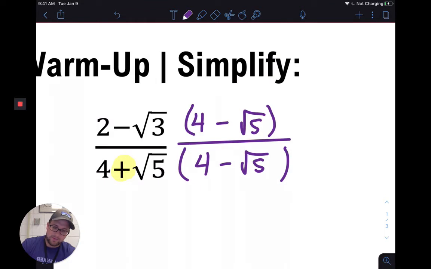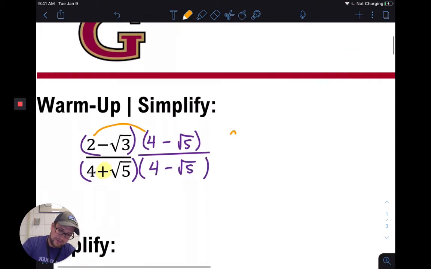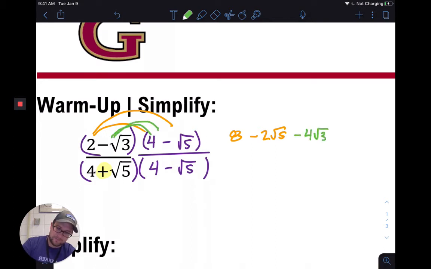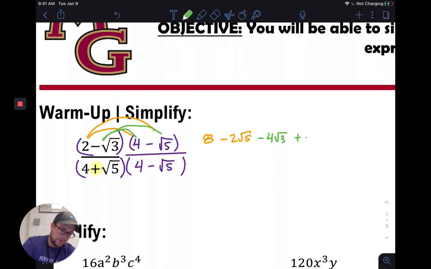Now, doing that, remember, these are quantities, so we got to be careful, and we got to distribute when we do this. 2 times 4 is going to give us an 8. 2 times a negative square root of 5 would be minus 2 square roots of 5. Negative square root of 3 times 4 would be a minus 4 square root of 3. And a negative square root of 3 times a negative square root of 5 will be a positive square root of 15.